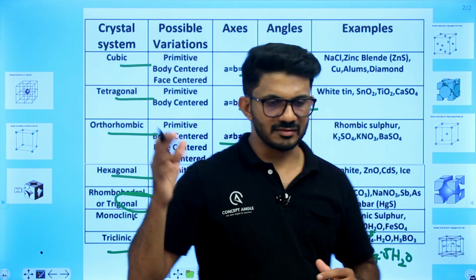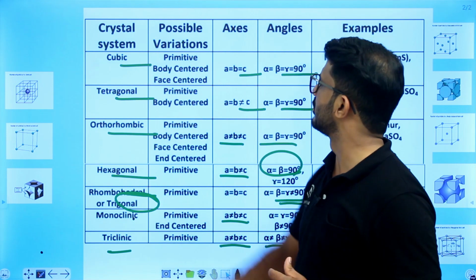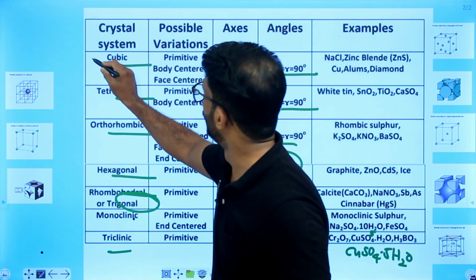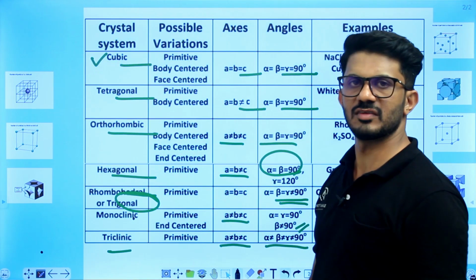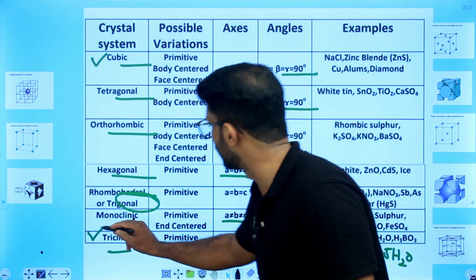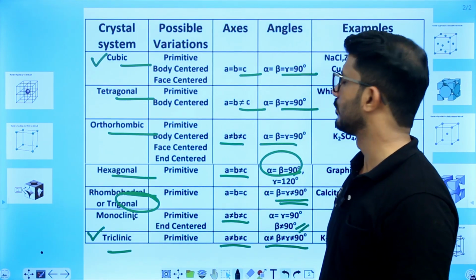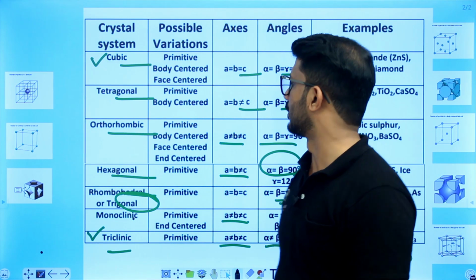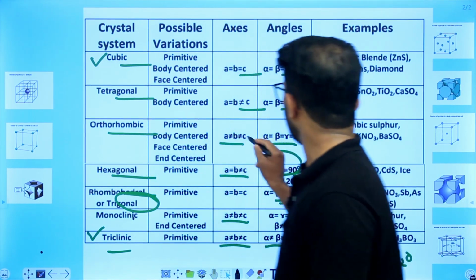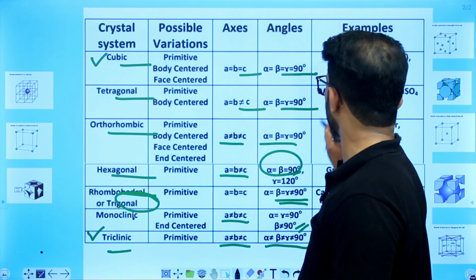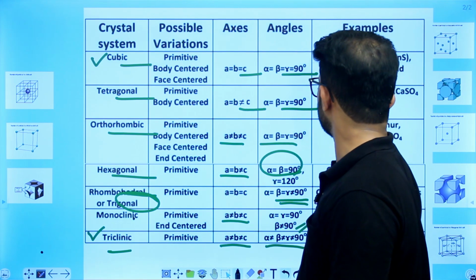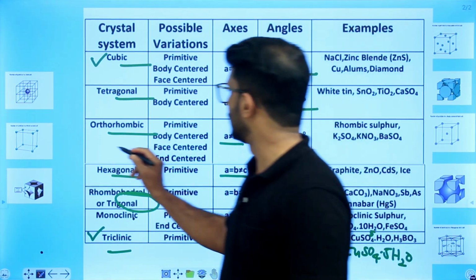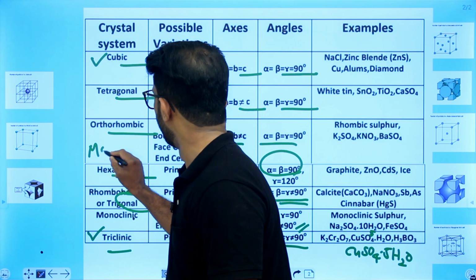And we asked a question, which is the most symmetric one? This is the most symmetric one. Which is the most asymmetric one? This last one is the most asymmetric one. And one more thing: orthorhombic, having A not equal to B not equal to C, alpha is equal to beta is equal to gamma is equal to 90, and that resembles a matchbox.